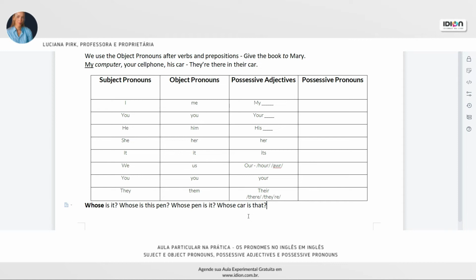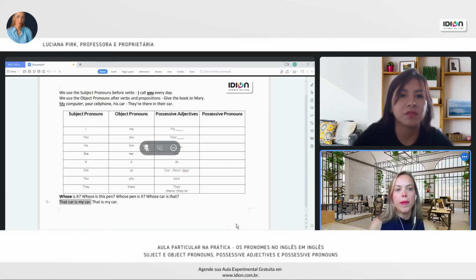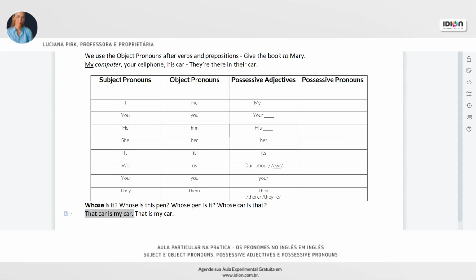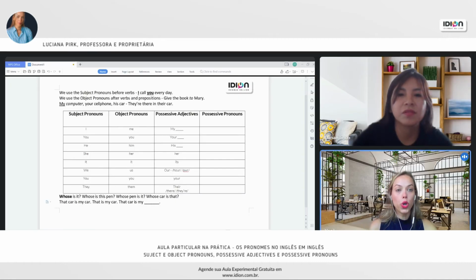Now I can say, for example, that car is my car, or that is my car. Here you see it's kind of redundant, right? But I can never say, for example, that is my, or that car is my. I can never do this. Why? Because after my, I need the noun. And so I cannot say that.